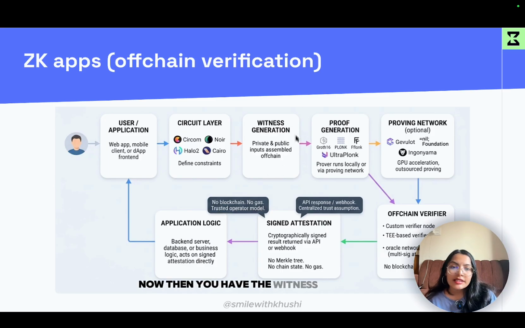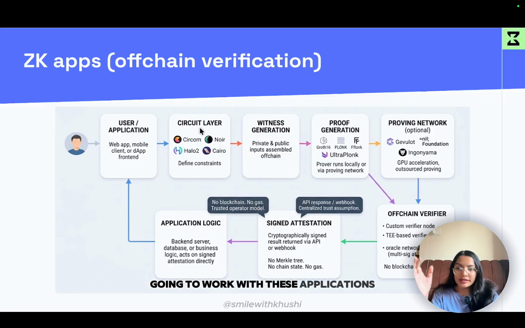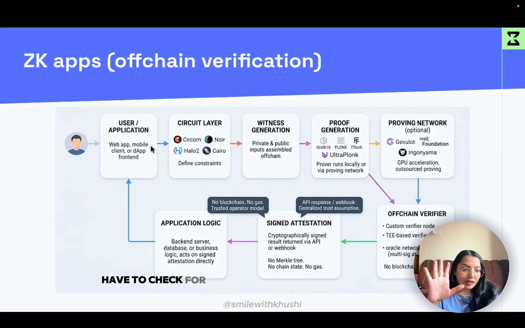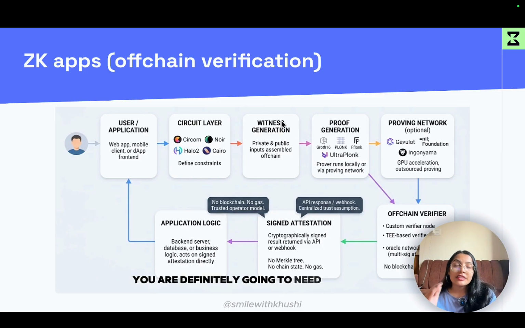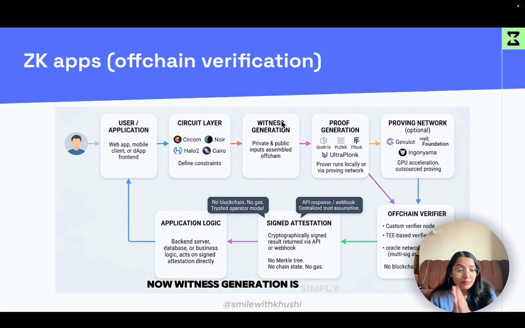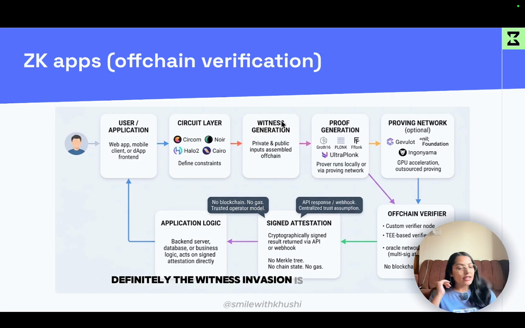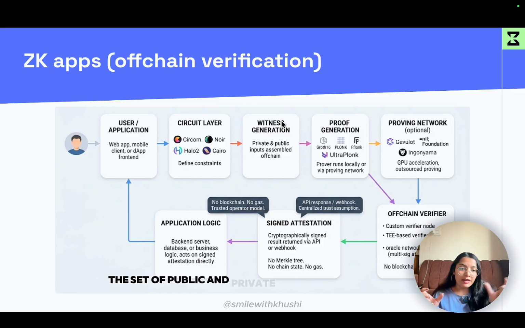Now, then you have the witness generation. I have this user who is going to work with these applications. So when there's a trigger that you have to check for the circuits whether this logic meets or not, you are definitely going to need the witness generation. Witness generation is simply about taking the private and public inputs which are assembled off chain. We are talking about off chain verification here, so definitely the witness generation is going to be taking place off chain. Now, witnesses are the set of public and private inputs.